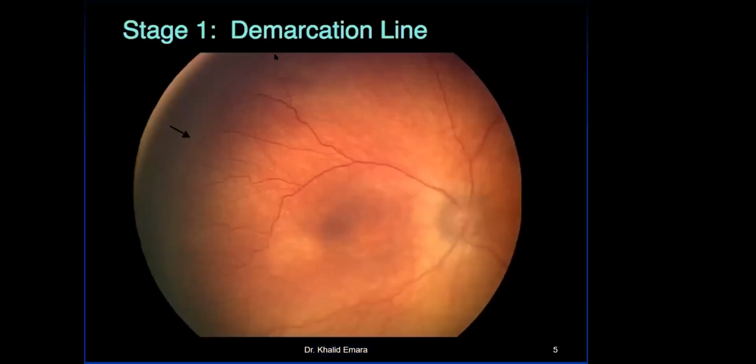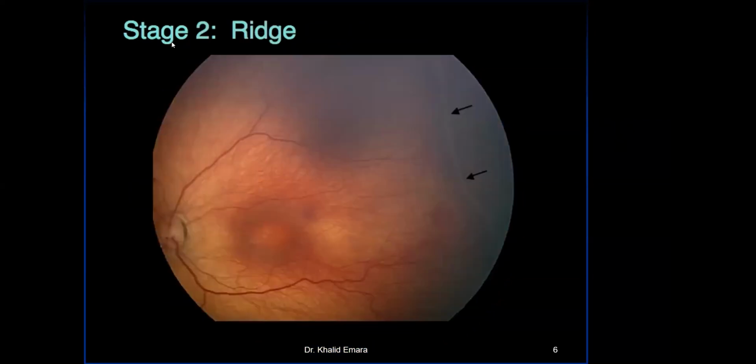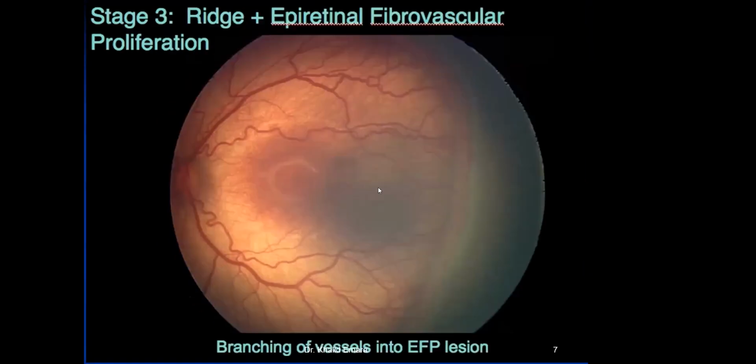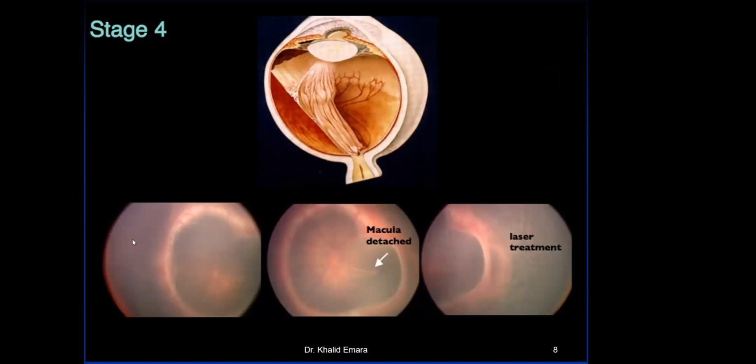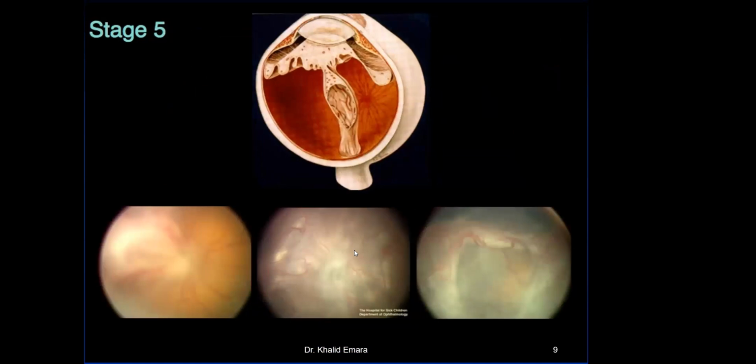Just in brief, stage 1 is a demarcation line which separates the vascular from the avascular retina. When this line gains volume, it's stage 2, in the form of a ridge. Then when the condition progresses more, fibrovascular tissue grows. This is stage 3, and if the condition is left untreated, this will lead to partial retinal detachment, stage 4, and then total retinal detachment, stage 5. Stage 5 was the one described by Dr. Terry as retrolental fibroplasia.